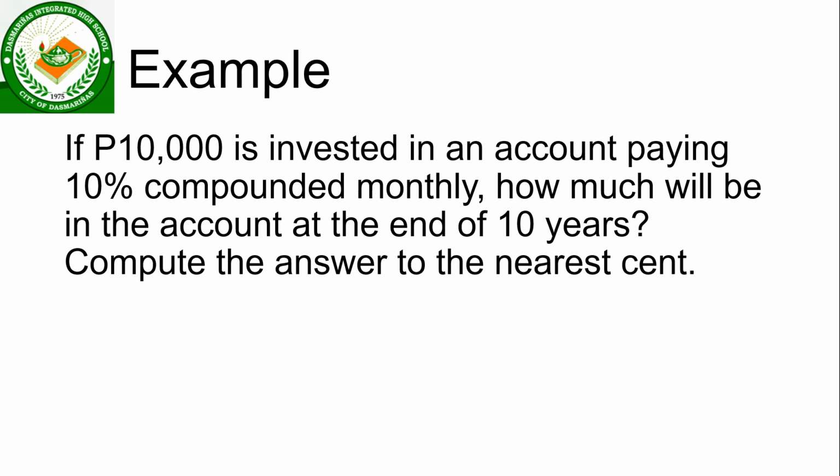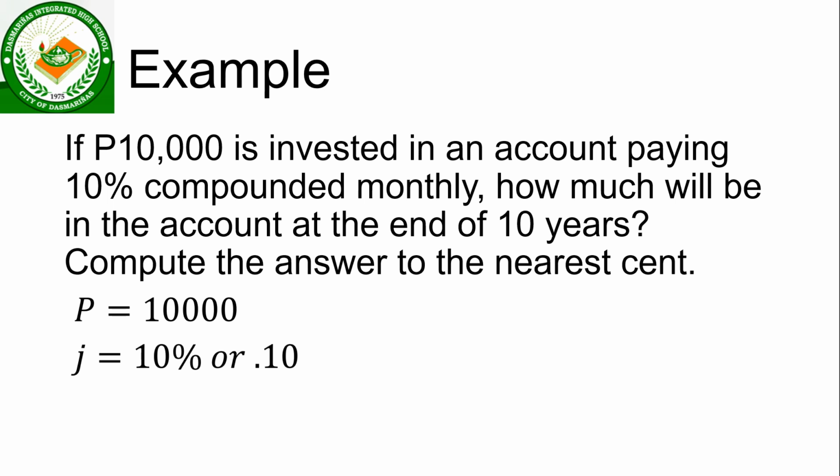We have here: if 10,000 is invested in an account paying 10% compounded monthly, how much will be in the account at the end of 10 years? We have P as 10,000 because this is the principal amount, the amount that we will invest. Now we have also J, or the rate, as 10% or 0.10 in decimal.